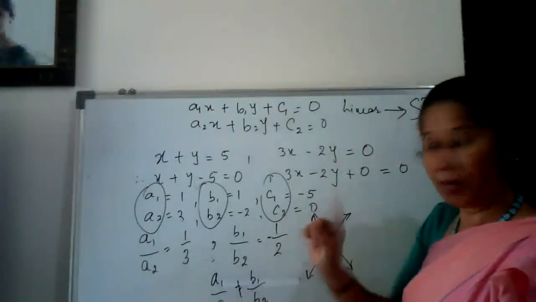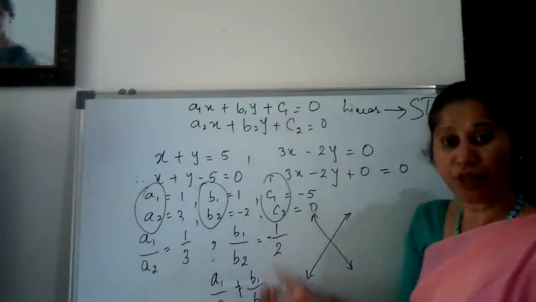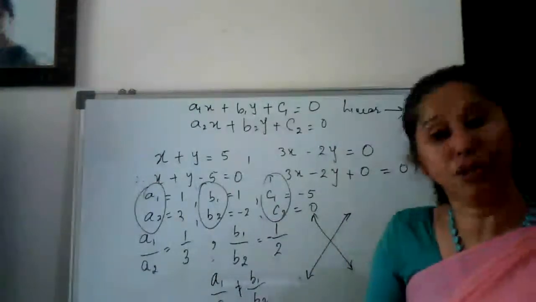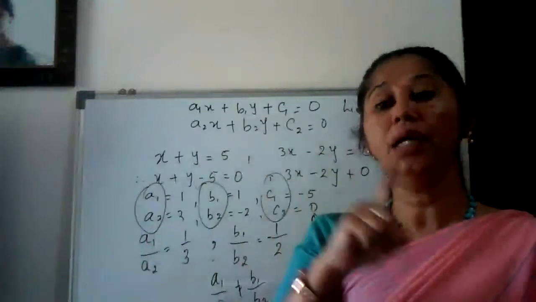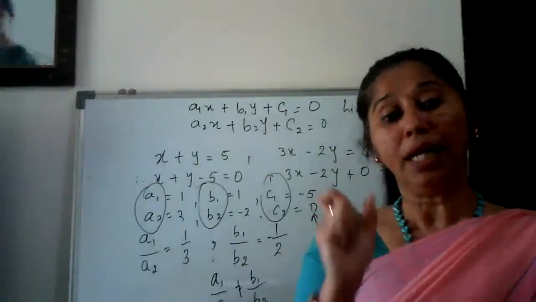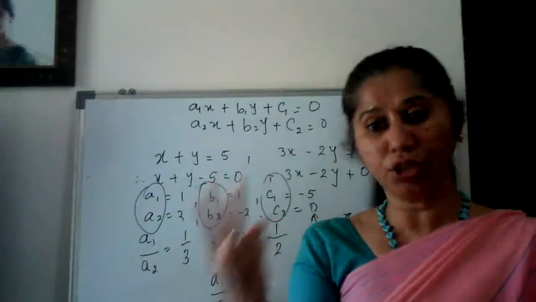So you remember that this type of condition, we call it a consistent solution. What do you call it? There are two types of solution: consistent solution and inconsistent solution. In the consistent solution also there are two types.